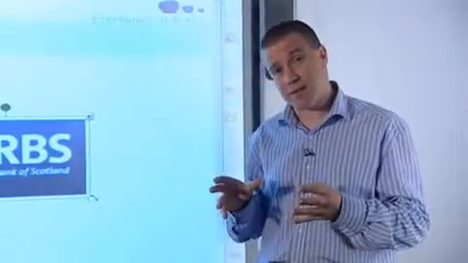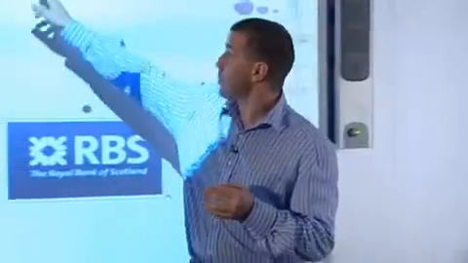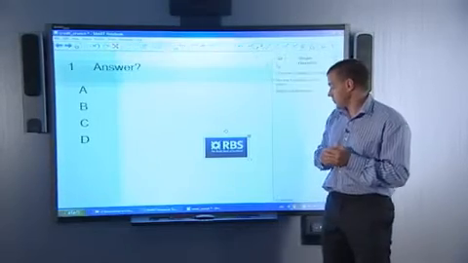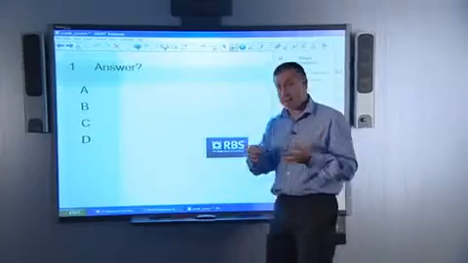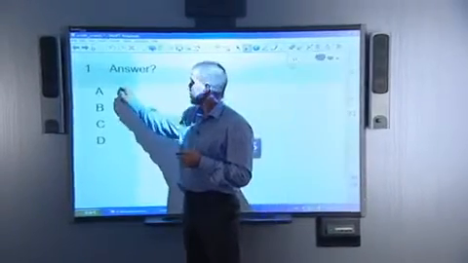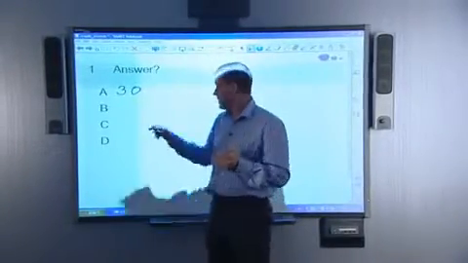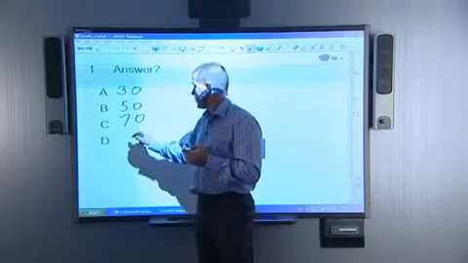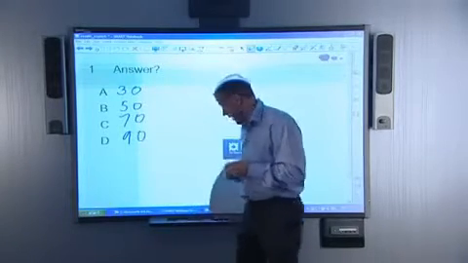In order to ask the instant question, I go to the Smart Response button within the notebook software and simply ask for a multiple choice question. I can now add in the possible alternatives. So I'm going to ask the students, is it 30%? Is it 50%? 70%? Or is it 90%?